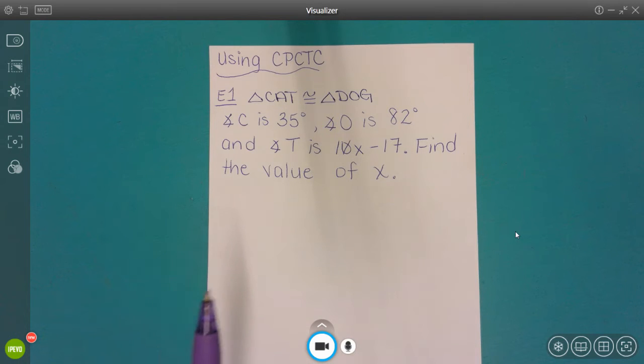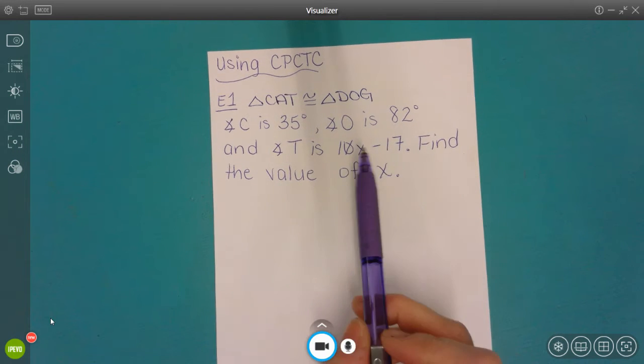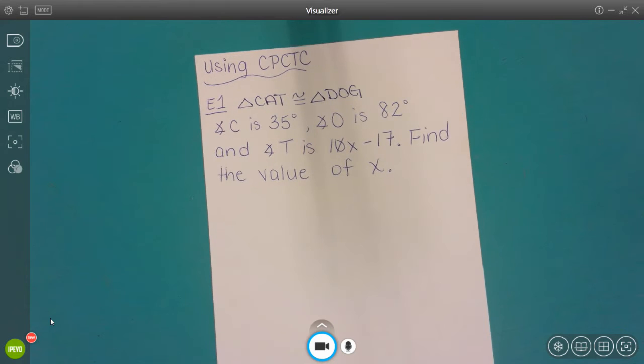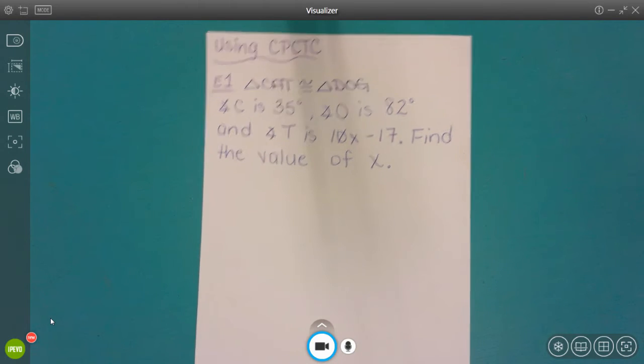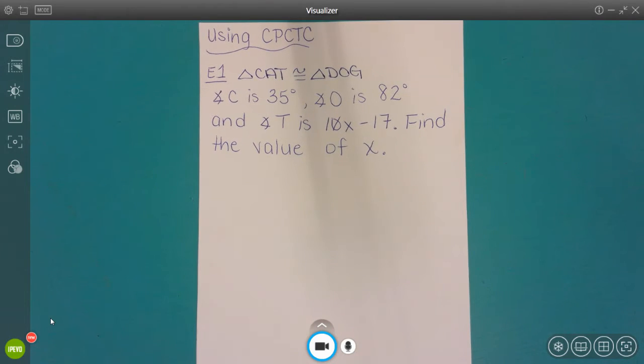So the first one we have here, we have that triangle CAT is congruent to triangle DOG. We know that angle C is 35 degrees, angle O is 82 degrees, and angle T is equal to the expression 10x minus 17, and our goal is to find the value of x.